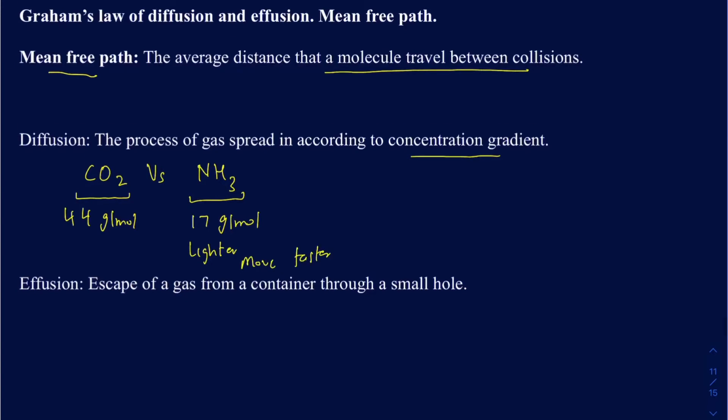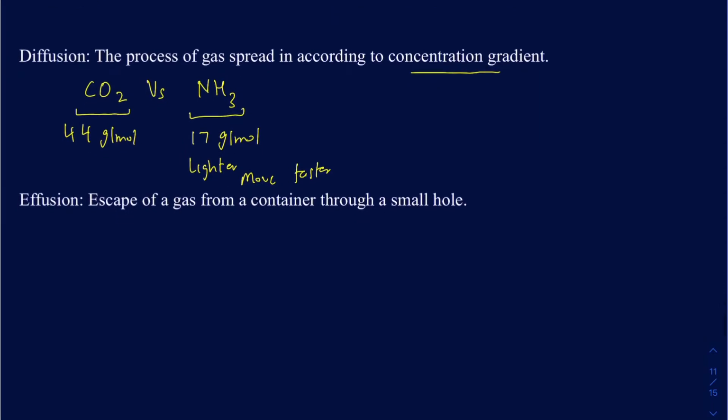Now, what's effusion? Effusion is the escape of a gas from a container through a small hole, and it still applies the same rule. If you have two gases in the container and they both have the ability to go through that small hole, the gas with a lighter mass will move out quicker than the gas with a heavier mass. So make sure you know the difference between diffusion and effusion.